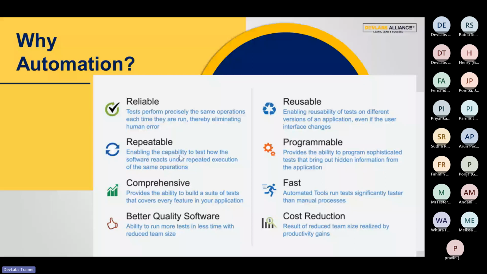Better quality software. If any machine can do tasks perfectly with accuracy, but humans sometimes make mistakes, right? So there we are lagging in quality. But if we have automation, we are getting better quality software. It provides the ability to run more tests in less time with a reduced team size.